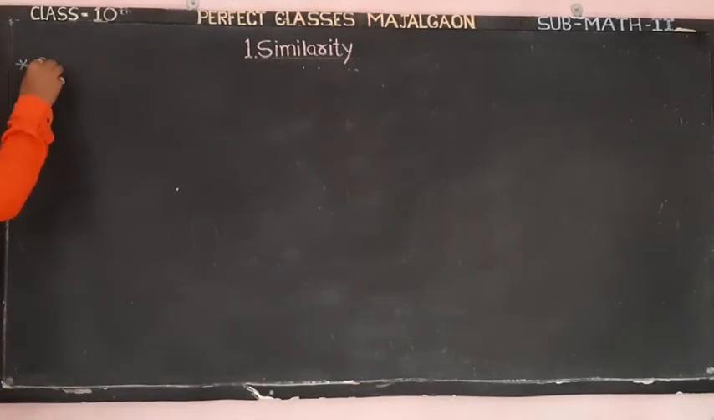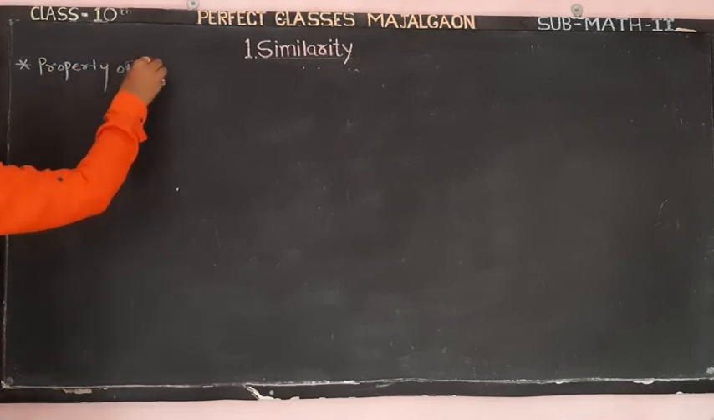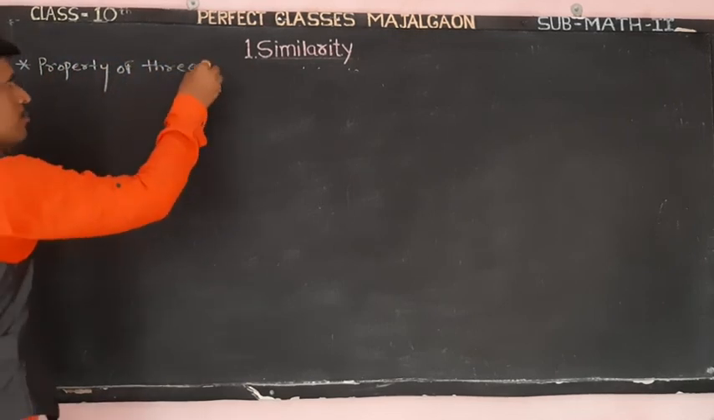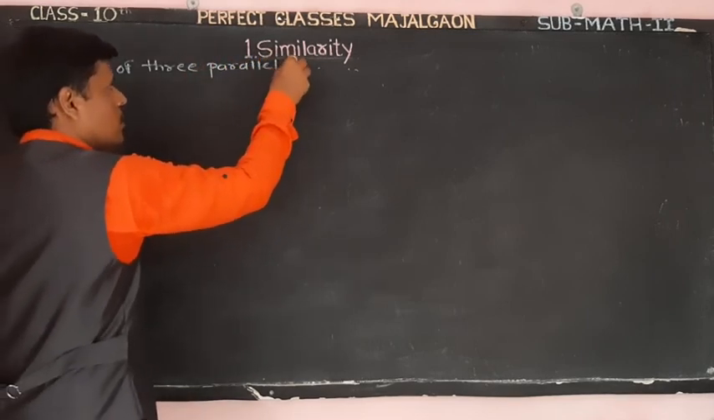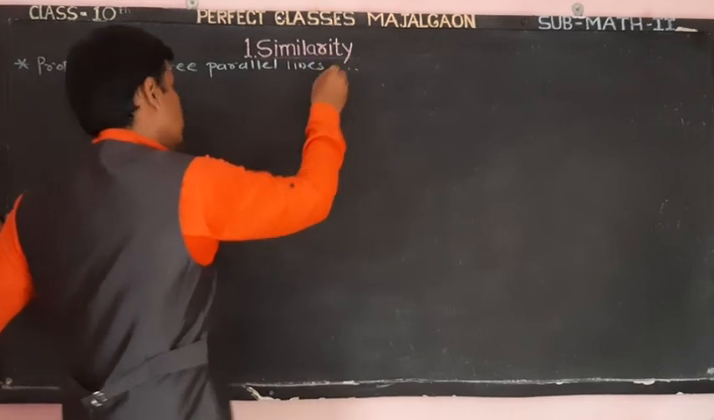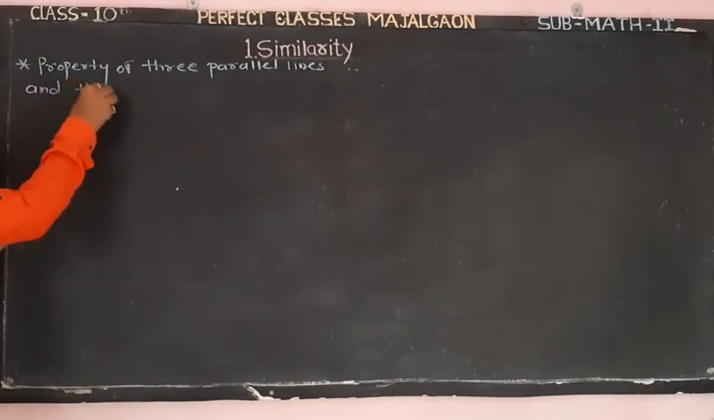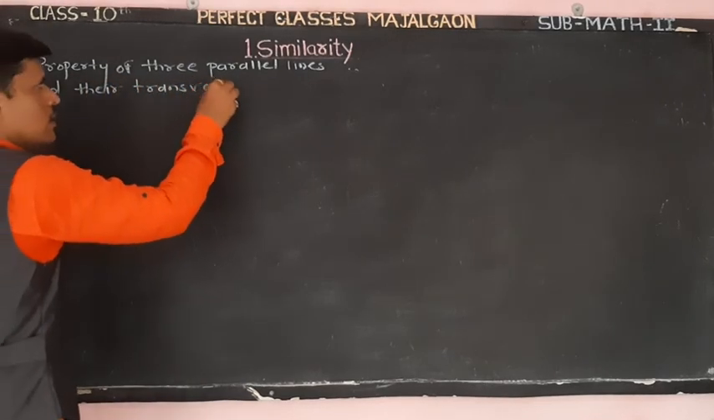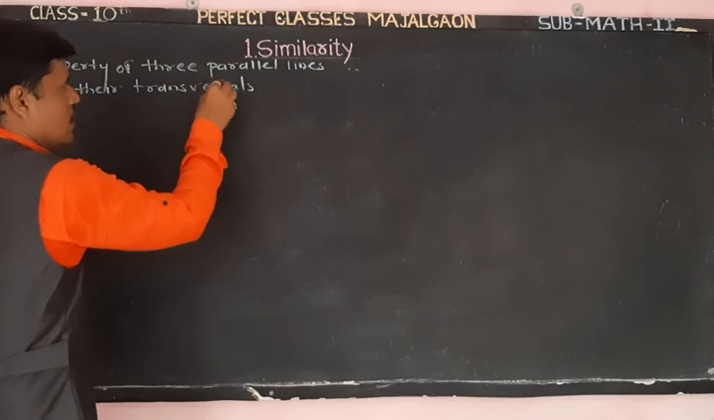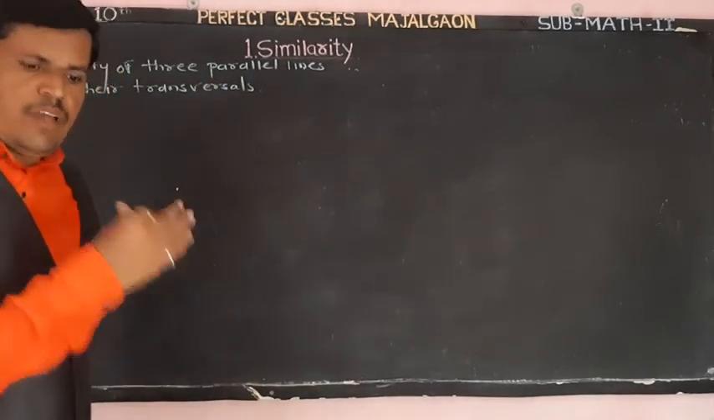Property of three parallel lines and their transversals. Here we write the name of the property and the statement of the property.